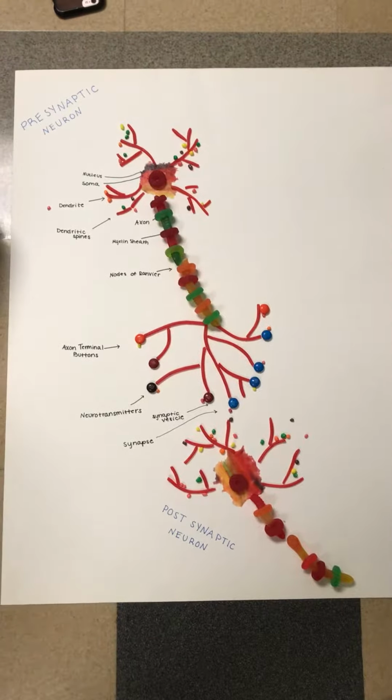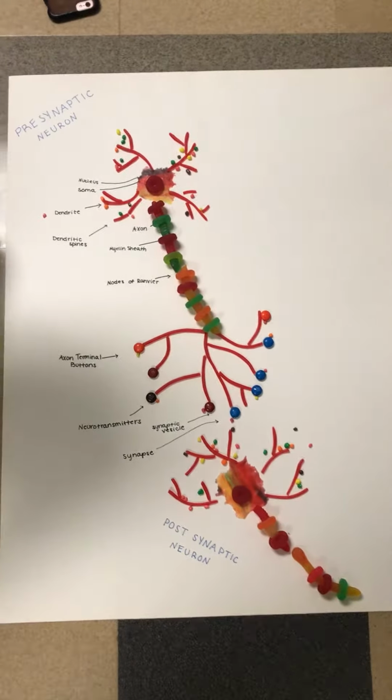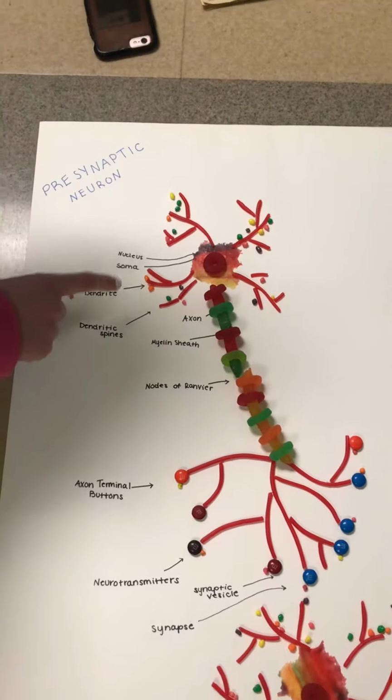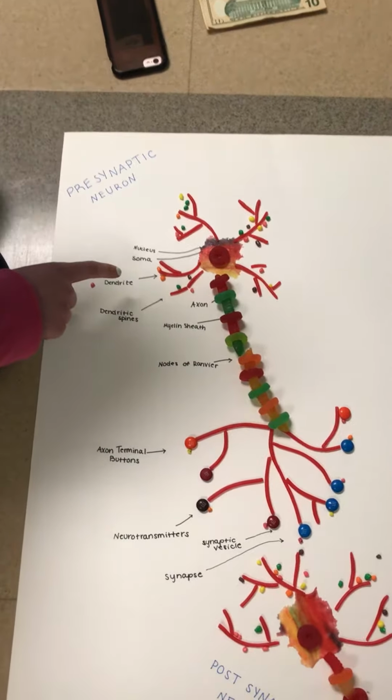Talking about the presynaptic neuron and the postsynaptic neuron and how they interact. Starting with the nucleus, it is the control center of the neuron, and that is inside the soma, which is the cell body containing life support.